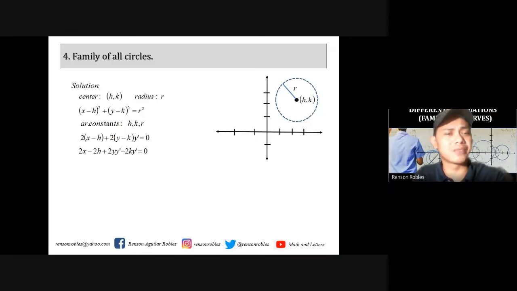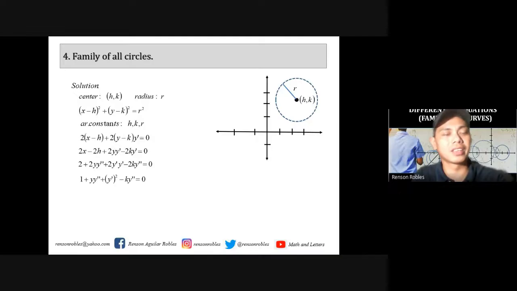Then you can now differentiate this again. So you'll have 2 minus 0 plus, employing the derivative of a product, 2y, y double prime plus y prime times 2y prime. Then minus, you copy 2k, that's constant, and then you differentiate y prime. And that gives you y double prime equals 0. So you have this. And then you can take that 2 off the equation. So you divide everything by 2.